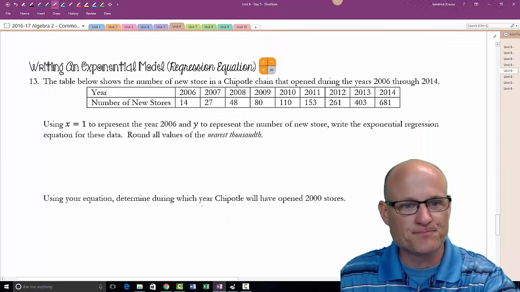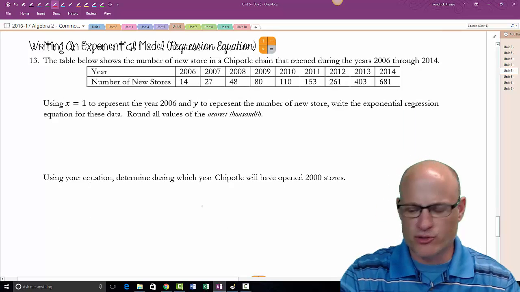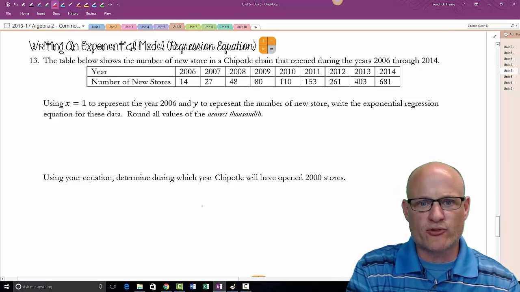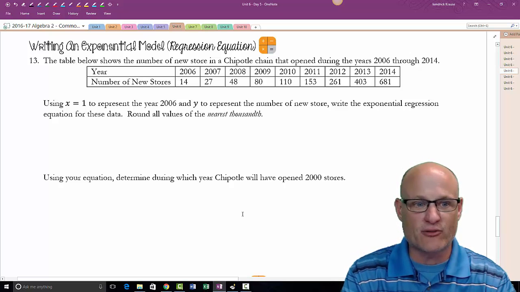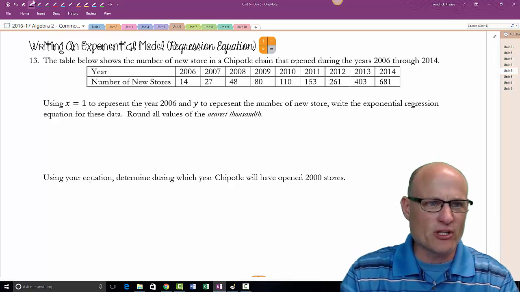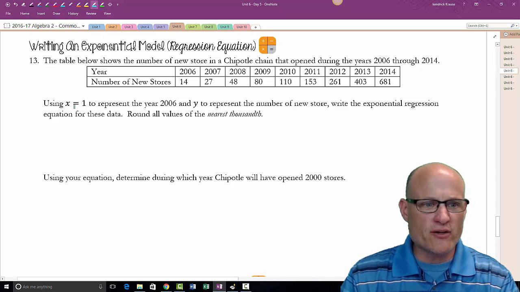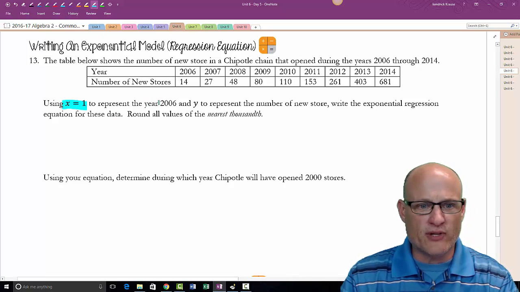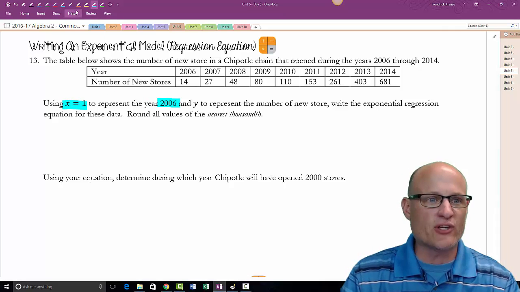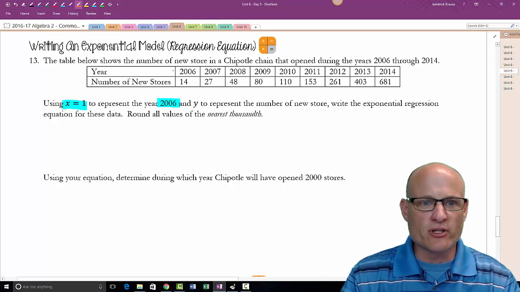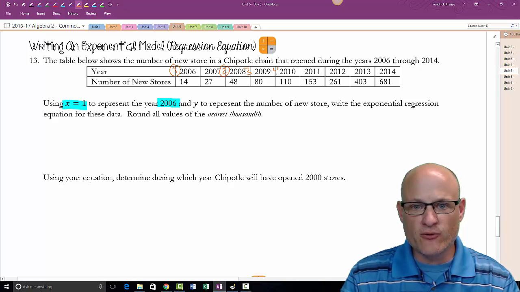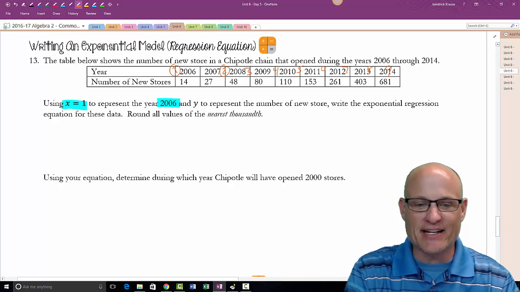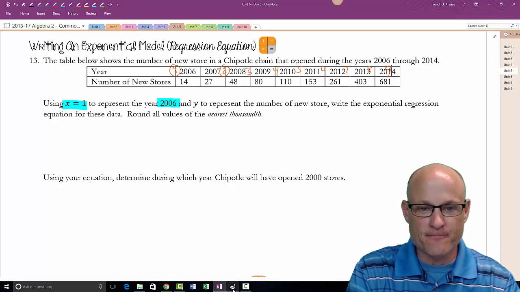Let's see what we got here. The table below shows the number of new stores the Chipotle chain has opened during the years 2006 through 2014. This is really important. Did you see this? Use x equals 1 to represent the year 2006. So this is really 1. So this is 2, 3, 4, 5, 6, 7, 8, and 9. So let's get those in our calculator.